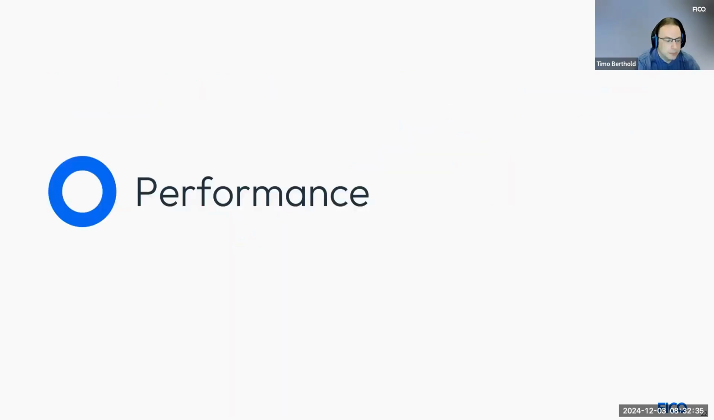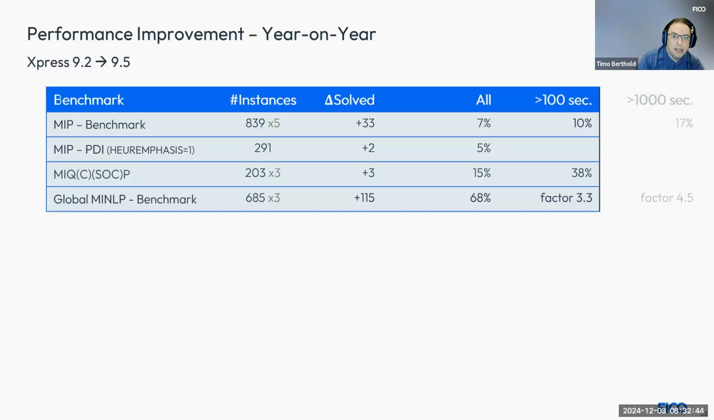And yeah, slowly nearing the end of the presentation, let's look quickly at performance numbers. So this is our typical year-on-year improvement table that we always show in these webinars. So a year ago, the current Express release was 9.2, and this table compares our new 9.5 release against 9.2.